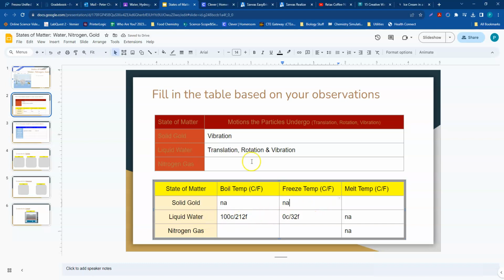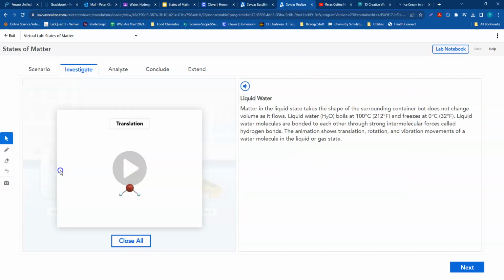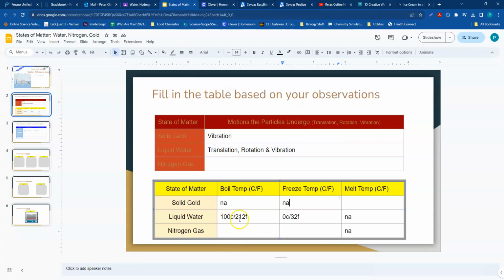So for liquid water, which we were on previously, I'll click on that. It shows that water boils, and we've learned this before, at 100 degrees Celsius, 212 degrees Fahrenheit. So we'll put that in the table right here, 100 degrees Celsius, 212 Fahrenheit. Then we'll do the freeze temp as well, and we'll do that for nitrogen, and then we'll do the melt temp for gold.